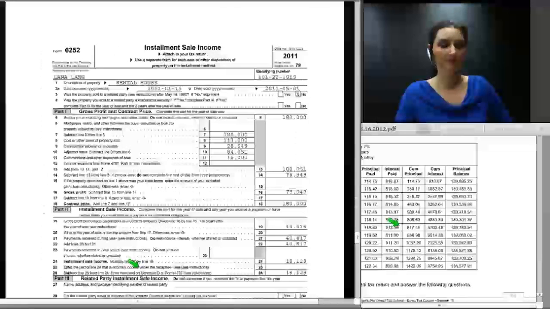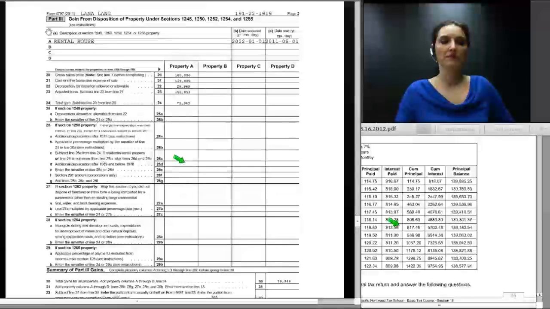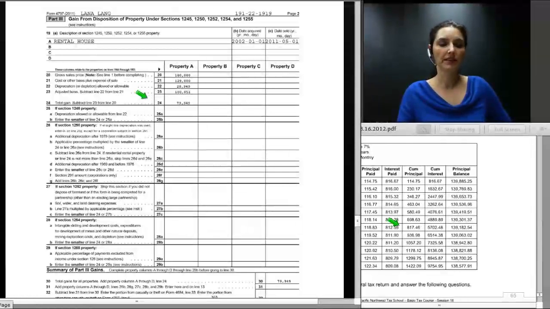So let's go there. And here is Lana's Form 4797. You can see on line 4 we've entered the gain from the 6252, $18,129, but we also need to complete page 2 of the form. The purpose of page 2 is to show prior depreciation claimed. We show the sales price, the cost basis, prior depreciation of $28,949, the adjusted basis of $100,000, and the total gain is $79,949.